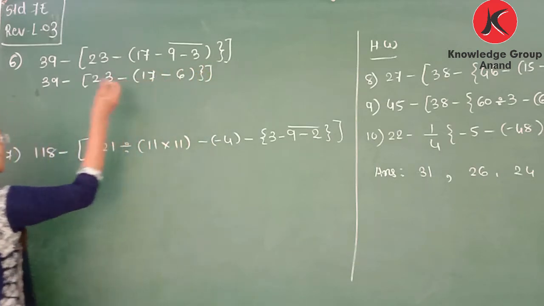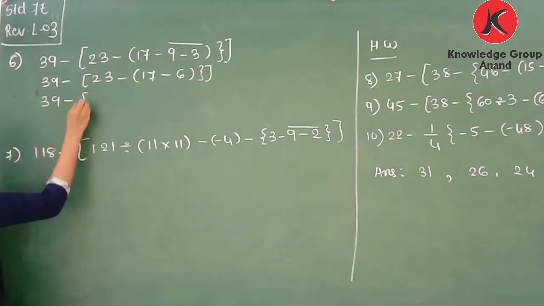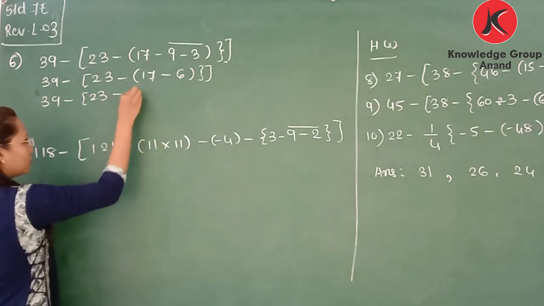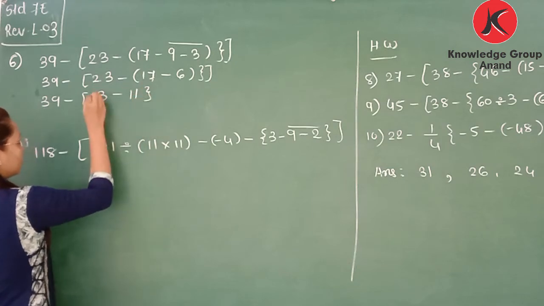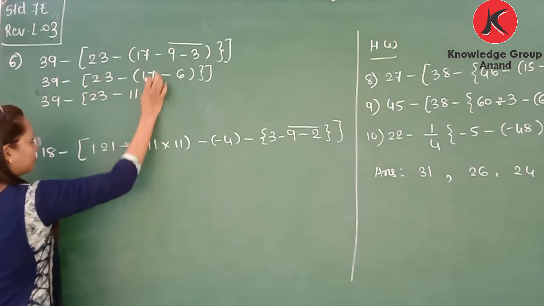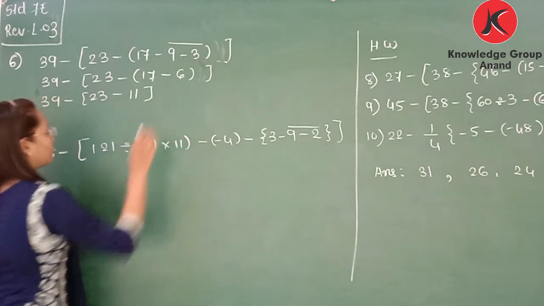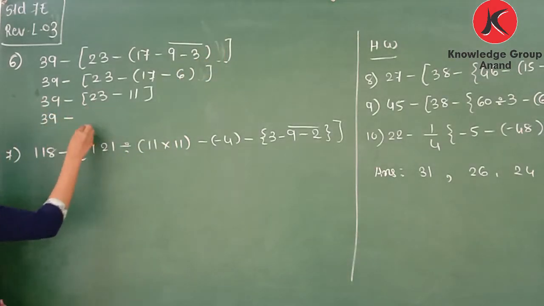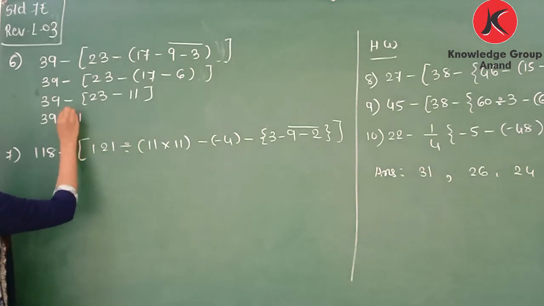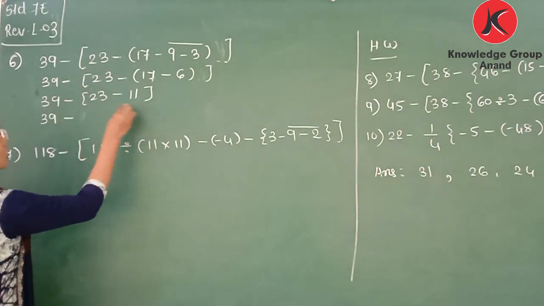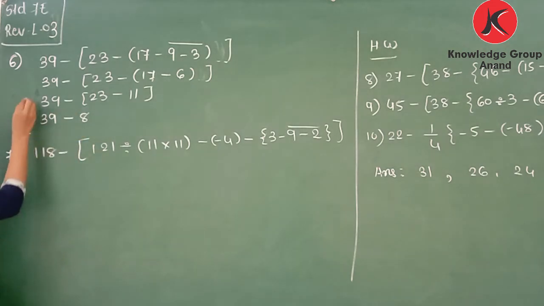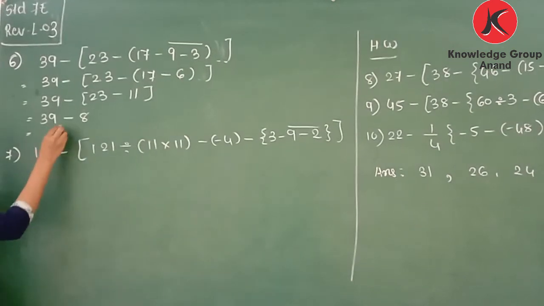Now 17 minus 6, that is the inner bracket. So first solve the inner bracket. 17 minus 6 is 11. Now 23 minus 11 will give 8. Now 39 minus 8 is 31.